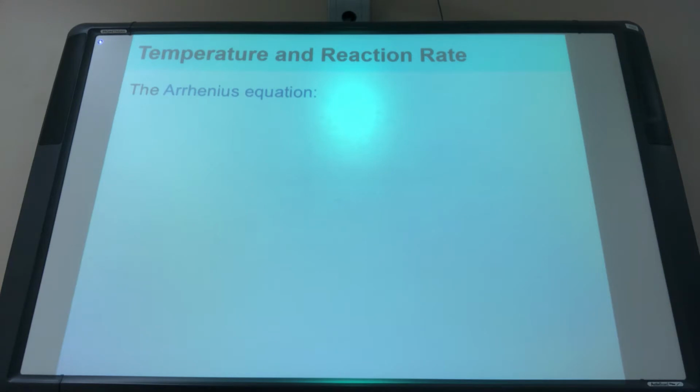Last class we wrote out the Arrhenius equation, which was k is equal to A e to the negative Ea over RT. We said k was the rate constant, big A was my frequency factor, like the orientation, Ea was my activation energy, R was my gas constant, the 8.314, which is on the back of your periodic table, and T is your temperature in Kelvin.